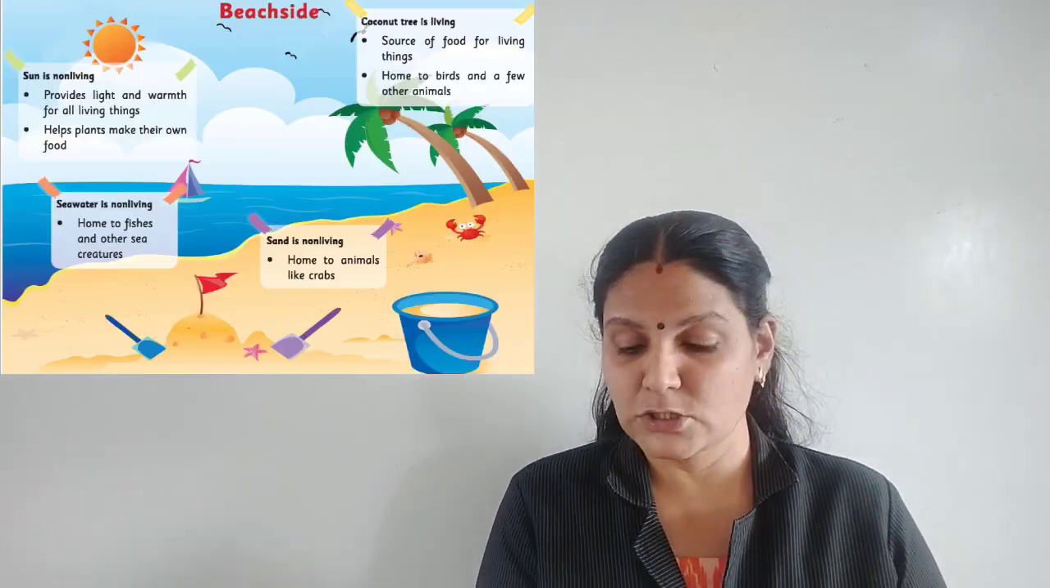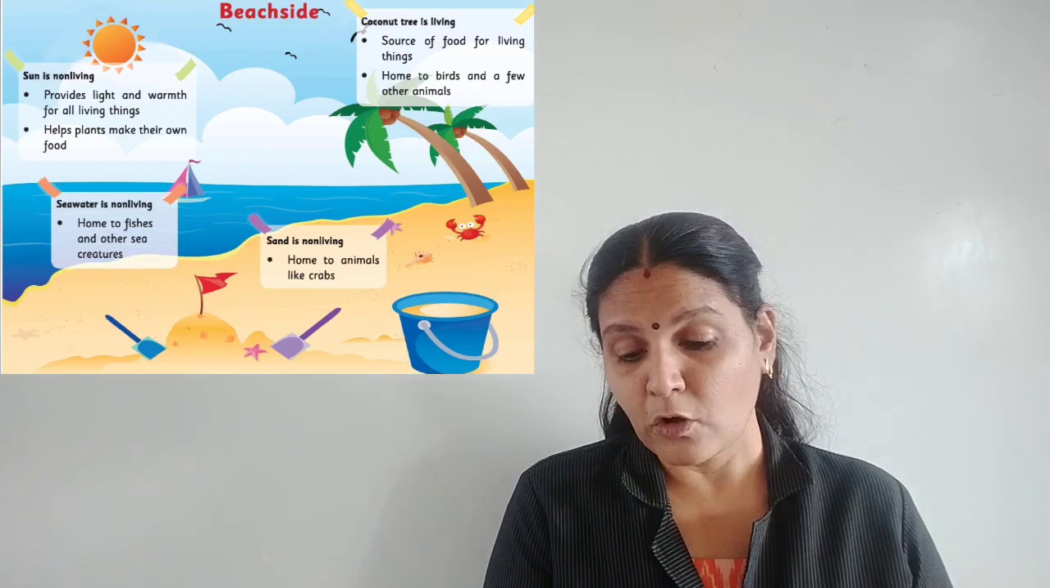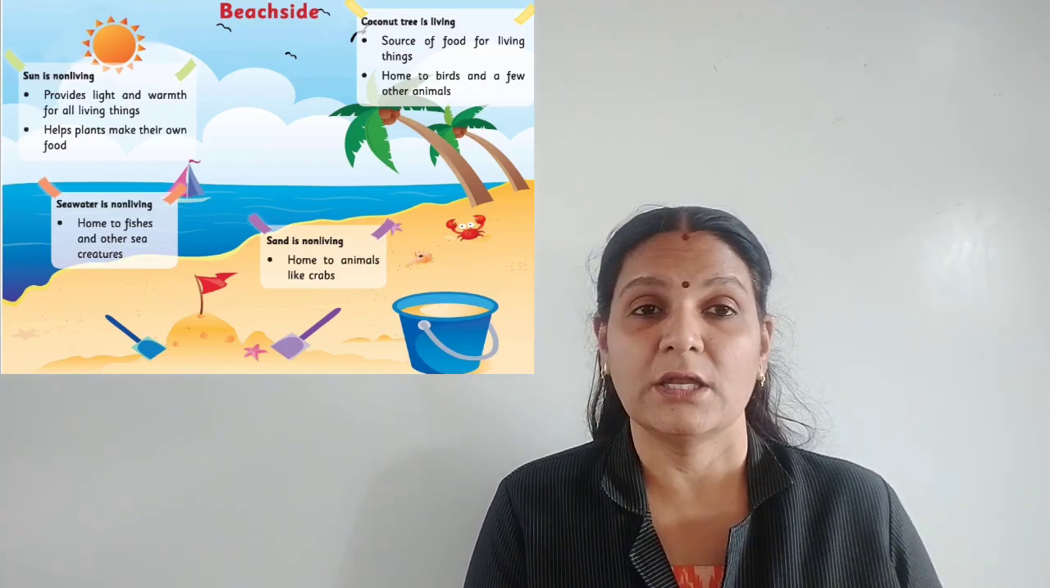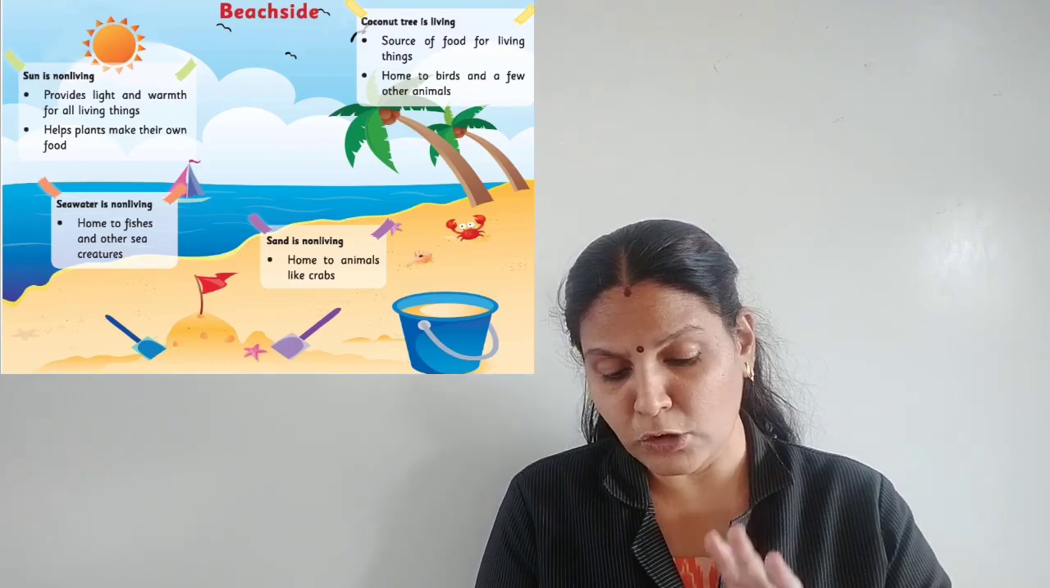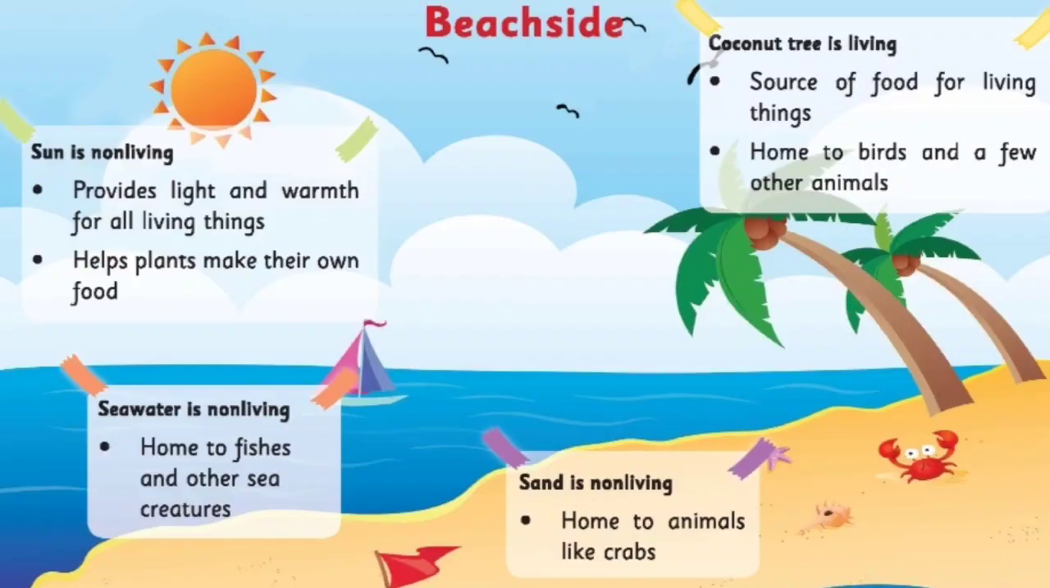In the next page, you can see a picture of a beach side. In page number 72, you observe the picture and see what all you can see here, what are the non-living things and what are the living things that you can see here. Yes, you can see the coconut tree. Yes, you can see the sun. The sun is a non-living thing. How is the sun helpful to other living things?